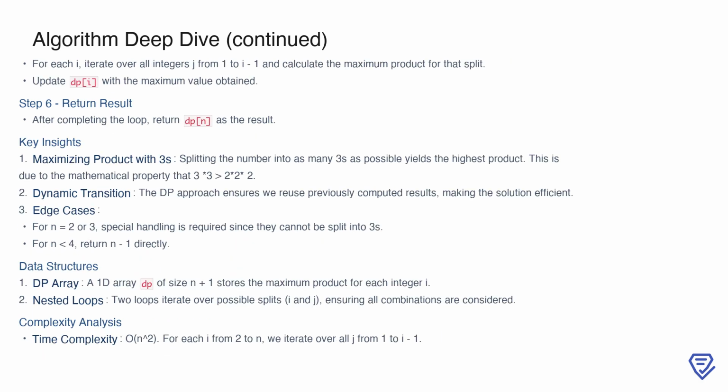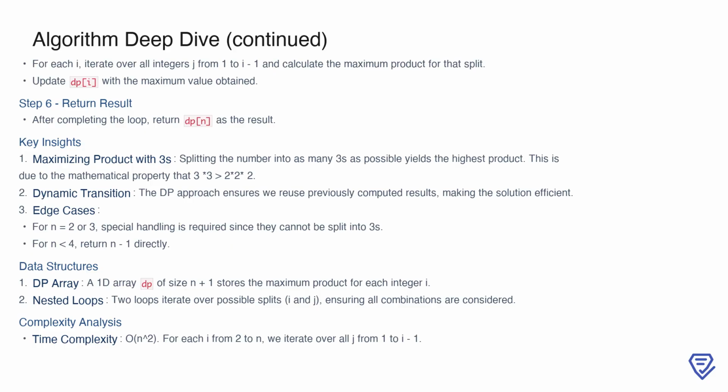We implement this by initializing a dp array of size n plus 1, setting dp[0] and dp[1] to 0 since no product is possible for numbers less than 2. For each number i from 2 to n, we iterate through all possible splits j from 1 to i minus 1. For each split, we calculate the product and update dp[i] with the maximum value obtained. Once all iterations are complete, we return dp[n] as our result.